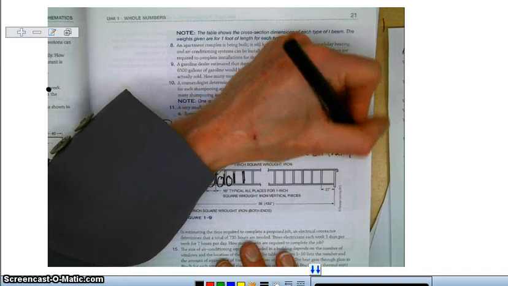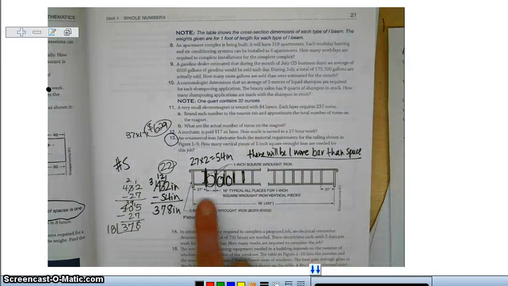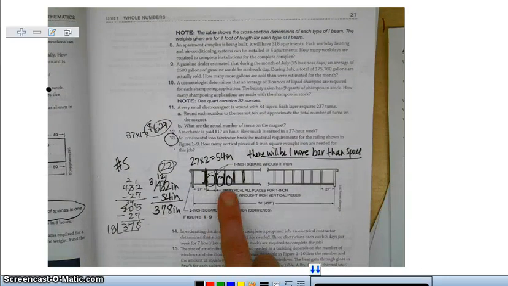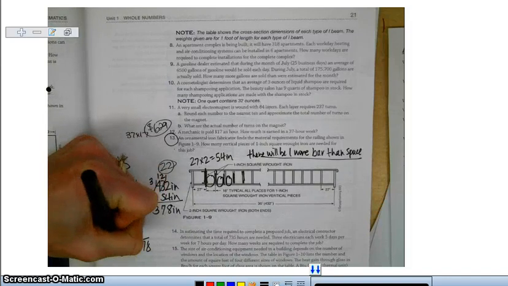So what we're going to figure out right now is how many spaces there are in this 378 inches that are left. Each of these are spaced 18 inches apart. So all I'm going to do is take 378 and divide it by 18.